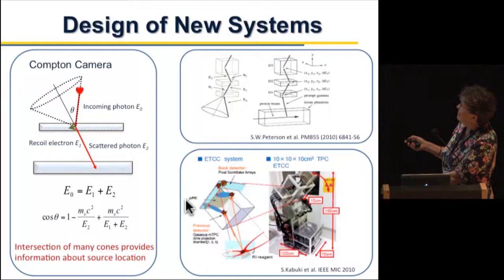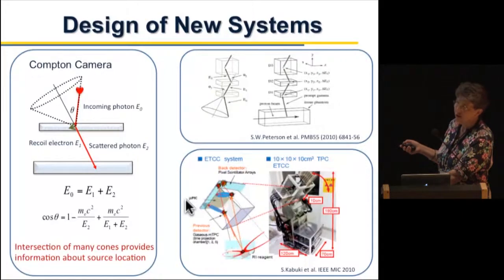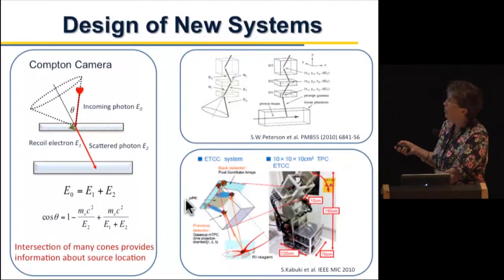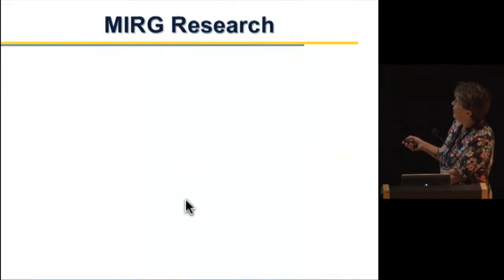Here is another system from Japan, where they try to measure not only the deposited energy of the electron, but also the direction of the electron, which gives much better localization of the event on the conical surface.